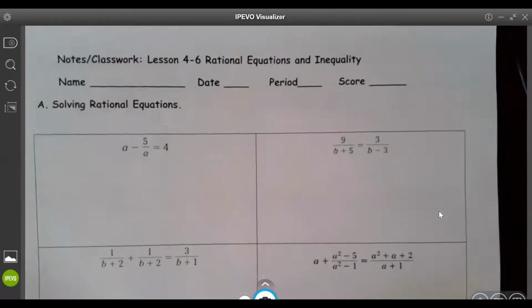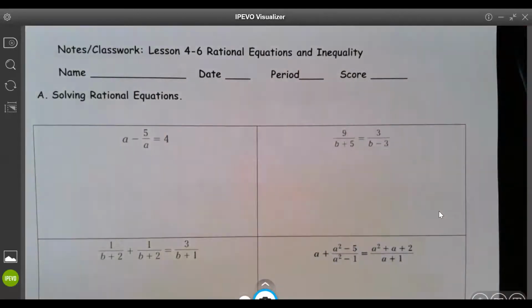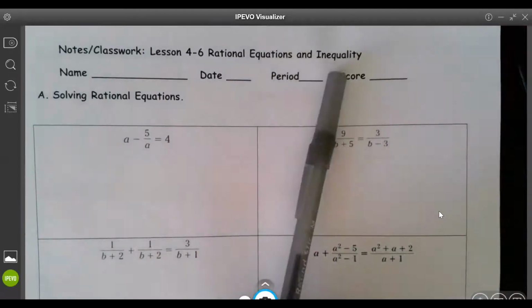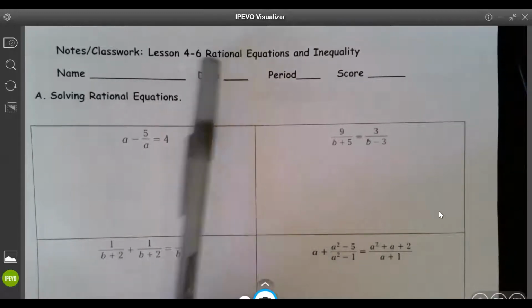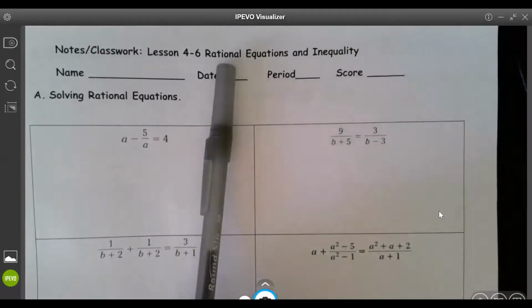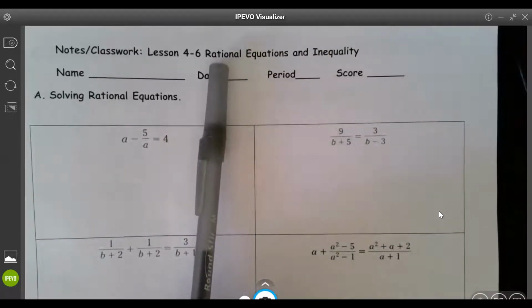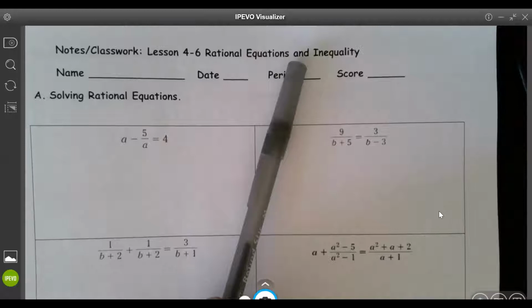So this one is a lesson for rational equations and inequalities. From the word rational, you expect that all the givens will contain a rational expression. Rational means fractions. So, rational equations and inequalities. We will be discussing how to solve rational equations and inequalities.